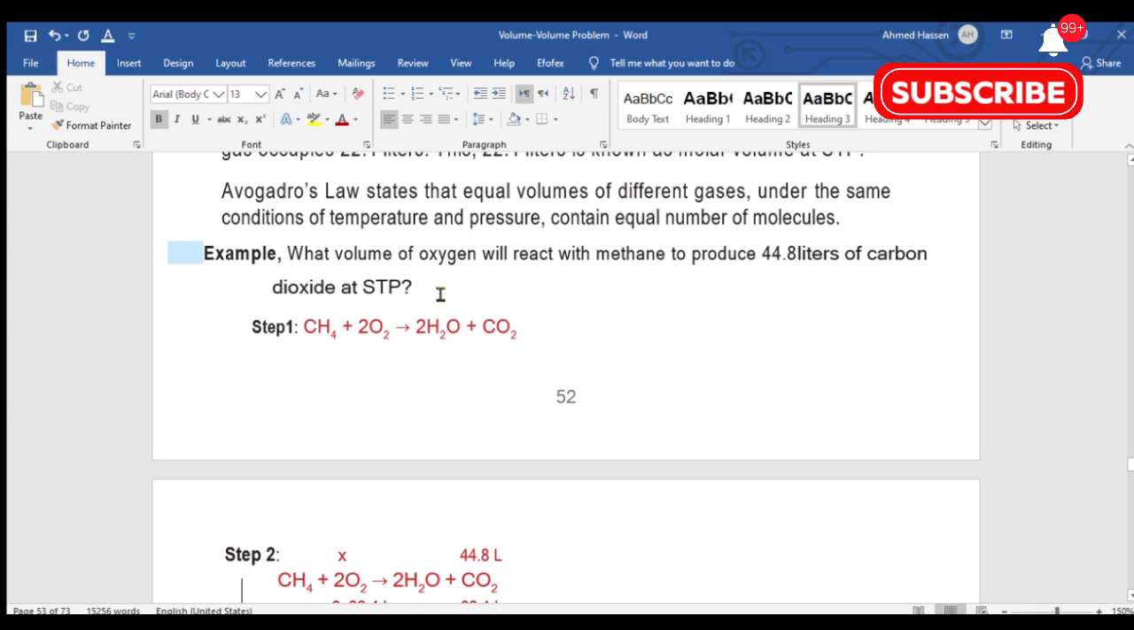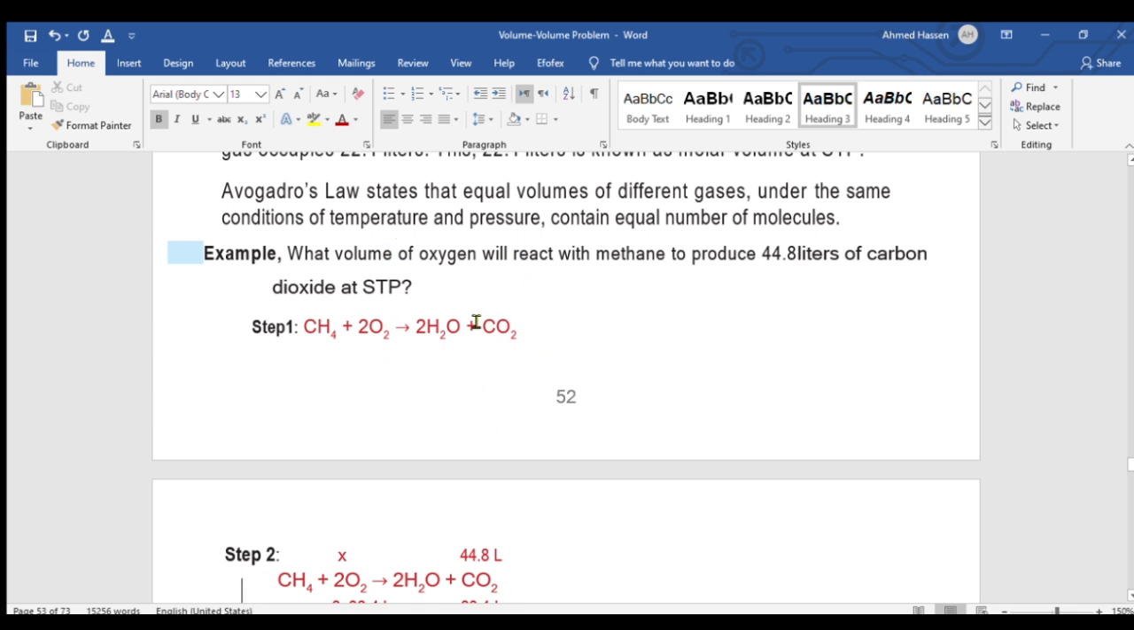What volume of oxygen will react with methane to produce 44.8 liters of carbon dioxide gas at standard temperature and pressure? First of all, a balanced chemical equation is a must. What is happening? Oxygen is burning methane gas. Any hydrocarbon compound burns with oxygen to give water vapor and carbon dioxide gas.